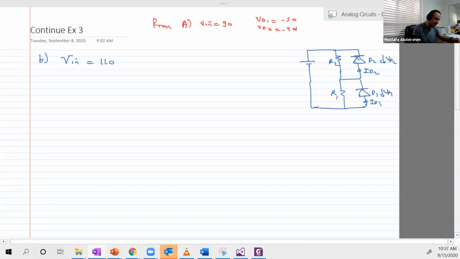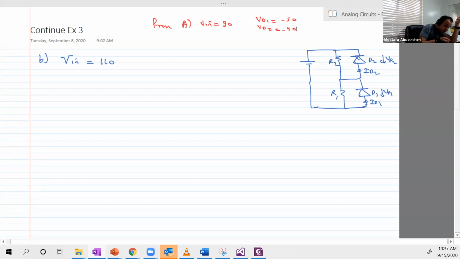Okay, so with V input equal to 90, we found that VD1 is equal to minus 50 and VD2 is equal to minus 40. And remember, V breakdown is minus 100. So VD1 needs another 50 volts as a magnitude to reach this breakdown, and VD2 needs 60 volts to reach it.